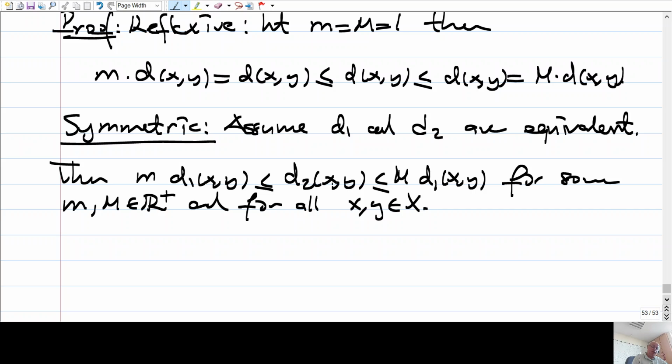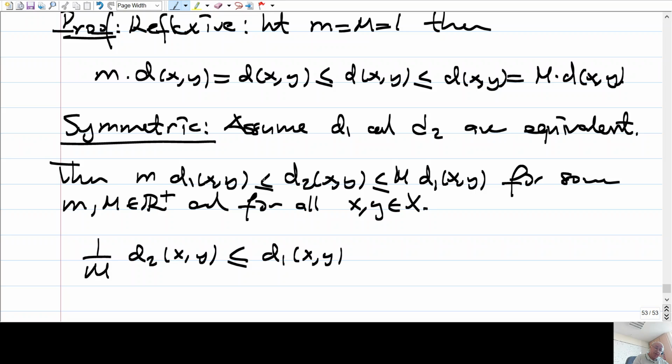Well, I should change the role of d1 and d2 in these inequalities. How can I do this? Well, we can do it as follows. You see, from the second inequality, we see that 1 over big M1 times d2 xy is less than d1 xy, right? Because just dividing the second inequality by the positive real number big M, we get this.